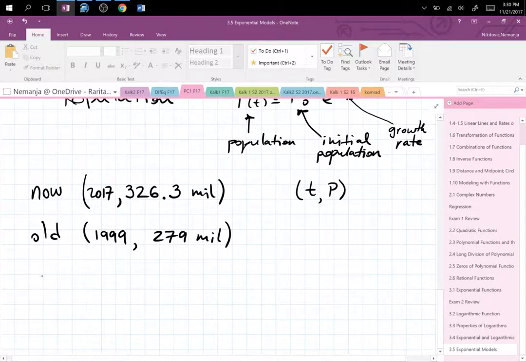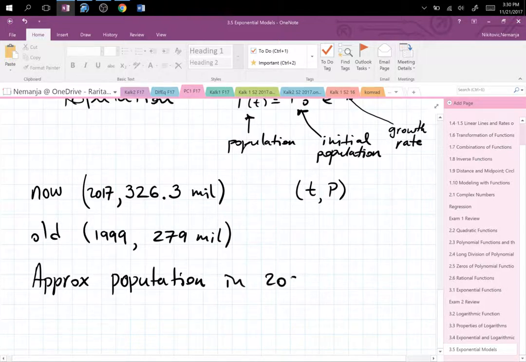And let's say approximate population. And now give me the future year. 2030. So let me say approximate population in US in 2030. And that's the goal. All right.